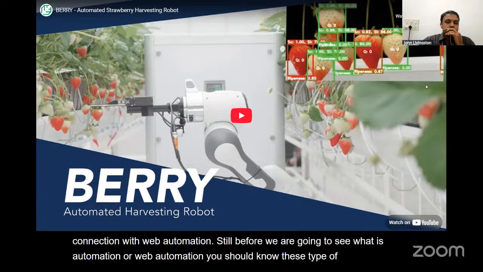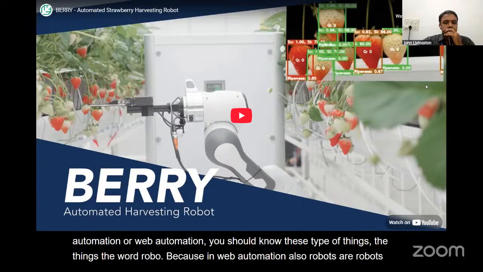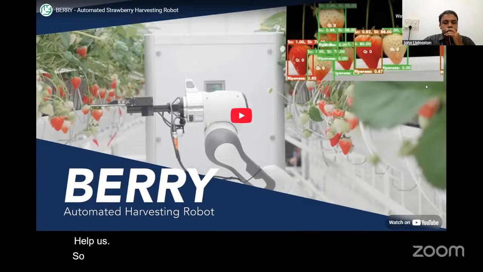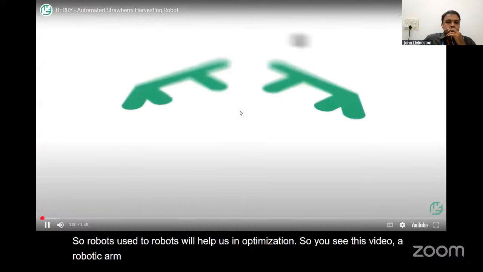The word robo, because in web automation also, we are going to create the robots, and robots are going to help us. So robots will help us in automation. So you see this video, a robotic arm will do a harvesting. Just see this.